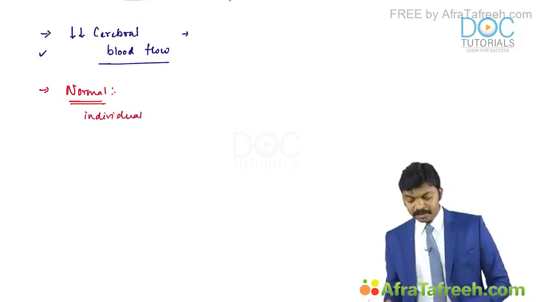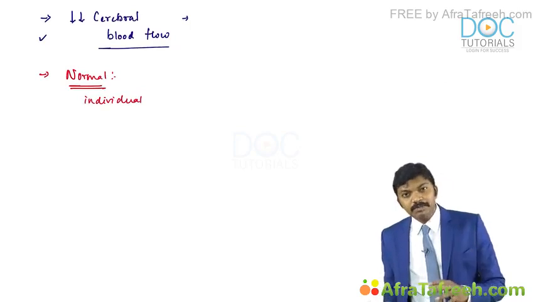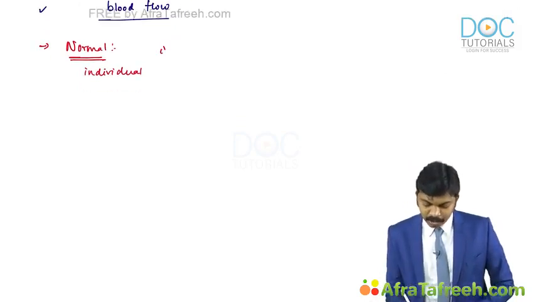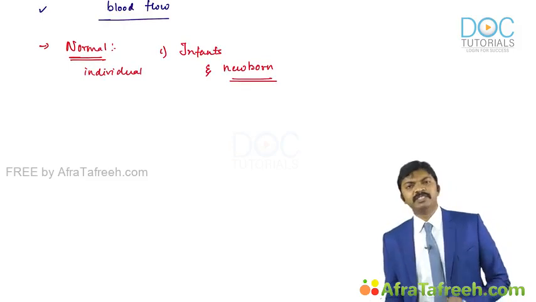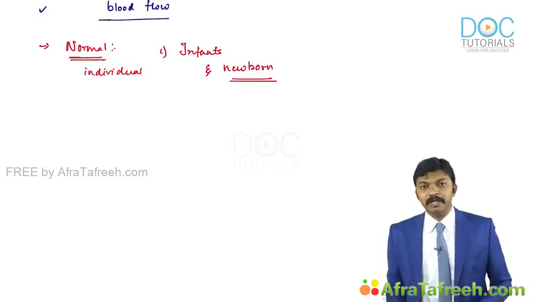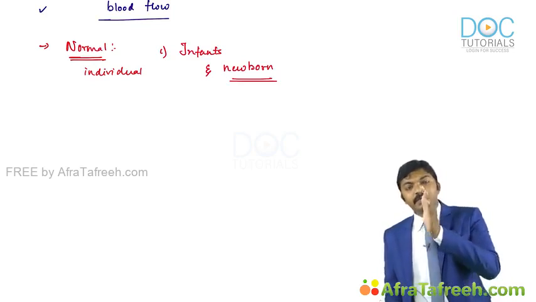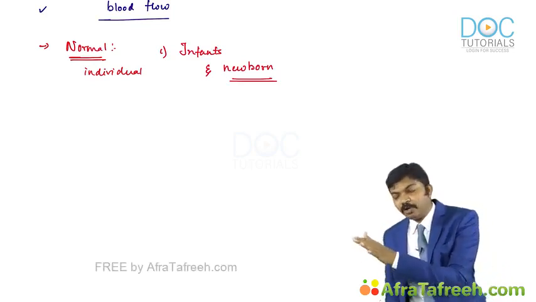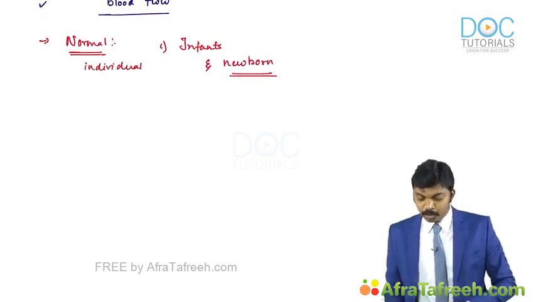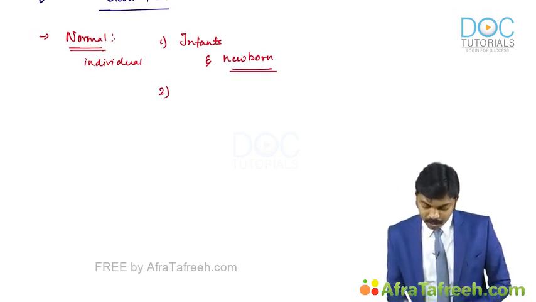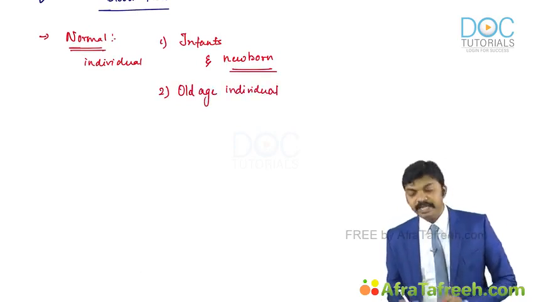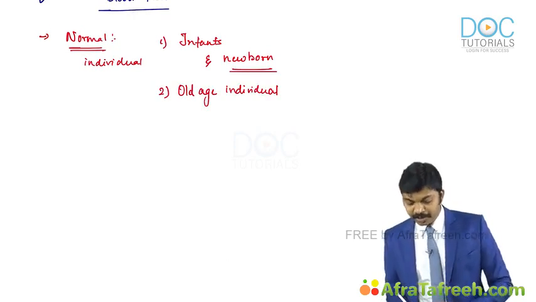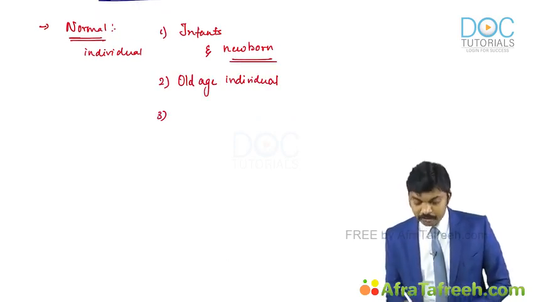Who are all the normal subjects manifesting Cheyne-Stokes breathing? Number one, infants and newborns, doctors. They do experience a normal spell of Cheyne-Stokes breathing. There will be a gradual increase in amplitude of breathing, a gradual decline in amplitude followed by apnea. Number two, old age individuals. Both in the geriatric as well as pediatric population, Cheyne-Stokes breathing can be normally seen.